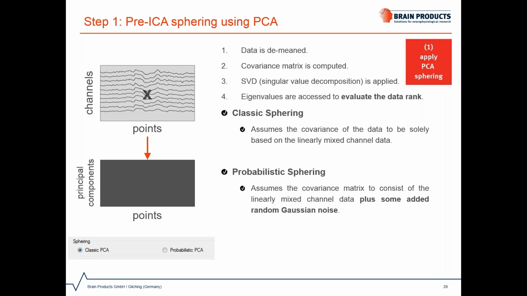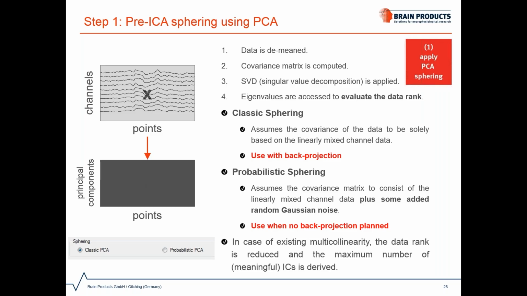Usually you would go with the classic sphering if you want to back project the components to channel space after you made a component selection. However, if your plan is to work with your data in component space after ICA without back projection, then probabilistic sphering is helpful as the resulting components are statistically denoised. Importantly though, when you use probabilistic sphering and back project your data, then this added noise will also be back projected to channel space. So this could artificially add noise to your data. So in most of the cases where you plan a back projection, go for the classic sphering.